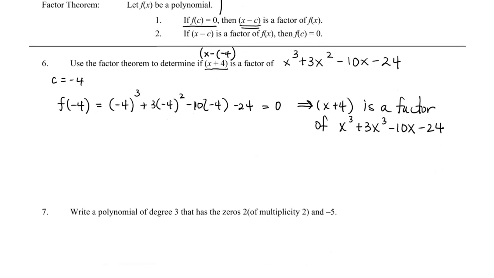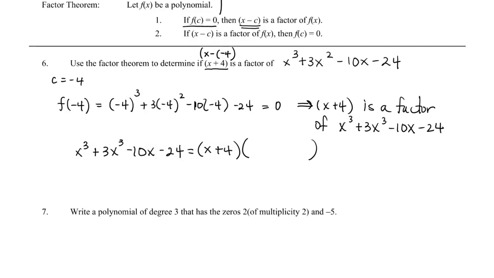And the idea behind this is that we've just seen that when we plug negative 4 into this polynomial, we get out 0. That means that when you try to factor this polynomial, it must be that x plus 4 is one of those factors.